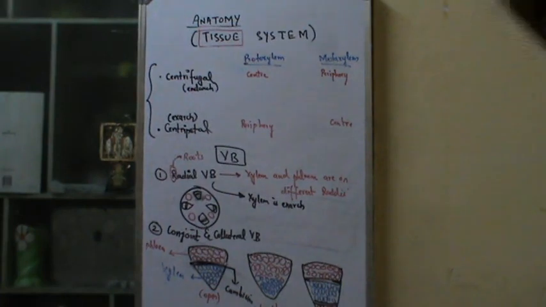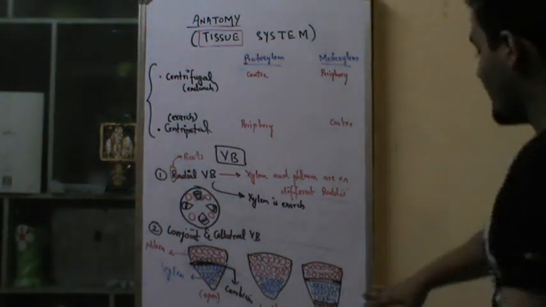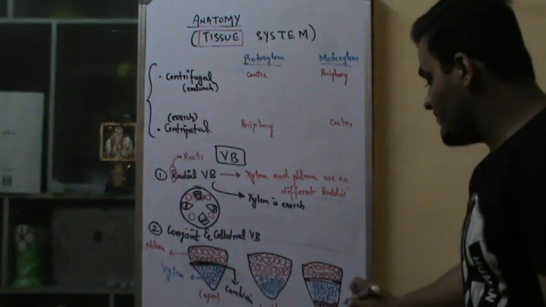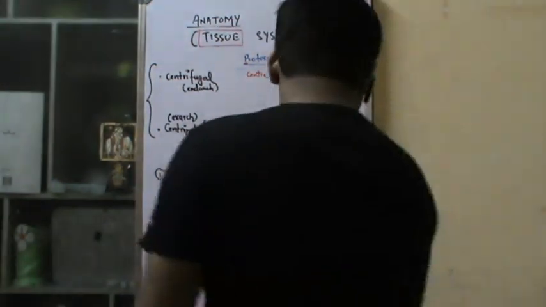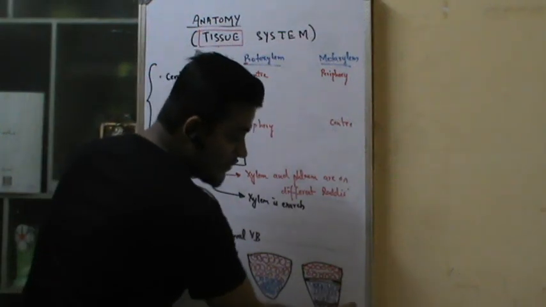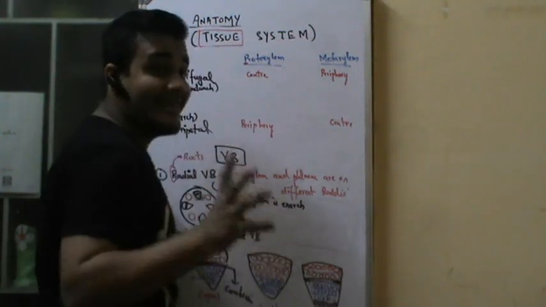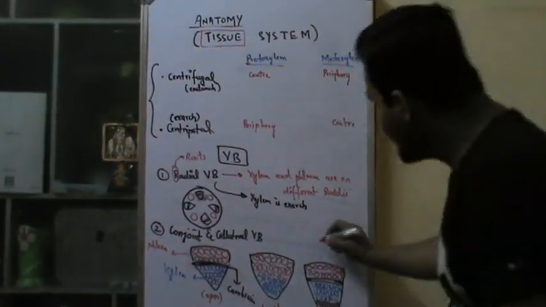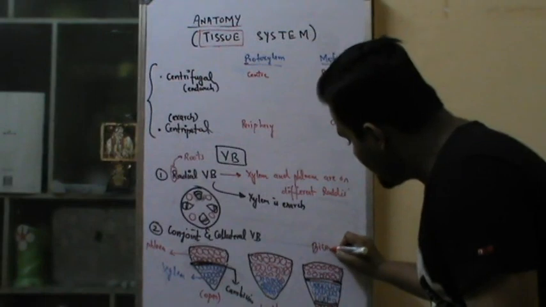Just a second, is it visible? Yeah. Xylem and phloem. So look carefully, the red ones, both of them are going to be phloem. In between is xylem. It is called inner phloem, outer phloem, inner cambium, outer cambium, and xylem. This particular structure or bundle is called a bicollateral bundle.